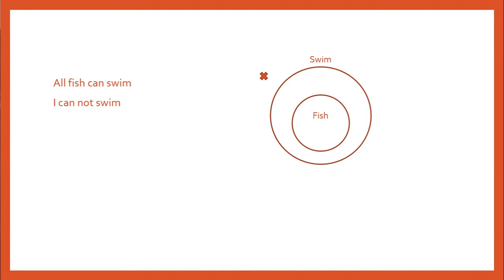And then the statement, I am not a fish. For this to be true, it has to be impossible for the X representing me to be outside of the swim circle and inside the fish circle. So that is actually the case because the swim circle completely surrounds the fish circle. So if I were to be inside the fish circle, I would also have to be inside the swim circle. So this is a valid syllogism. The logic here is not flawed.